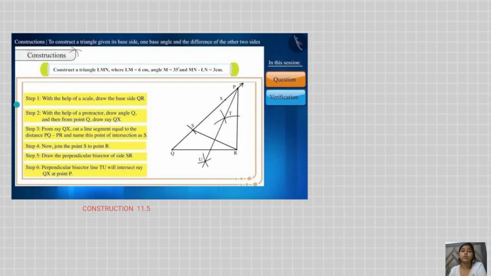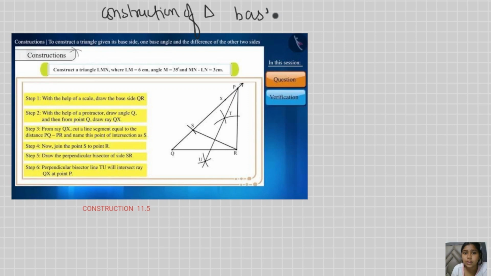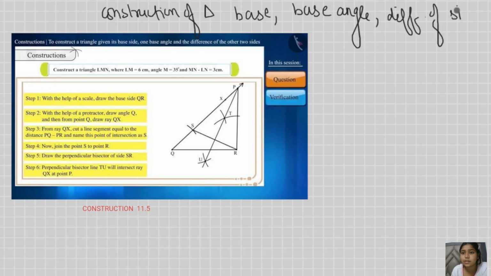Let's now move forward towards our another theorem. Our another construction is basically the construction of the triangle. This is also the same. This is the construction of a triangle whose base is given, base angle is given, and the difference of the sides is given. Am I right? Okay, this is what is given.